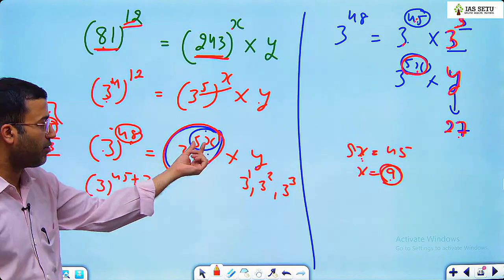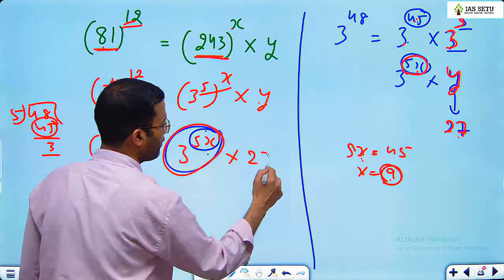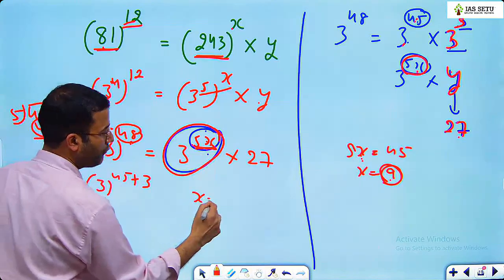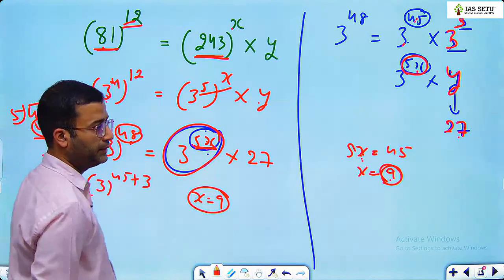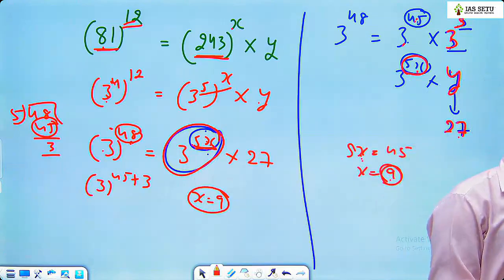Here 3 is to power 45 into 27. So y will become 27 and this is 45. So 5x is 45. Value of x will come 9. Is this okay? Difficult? Yes.